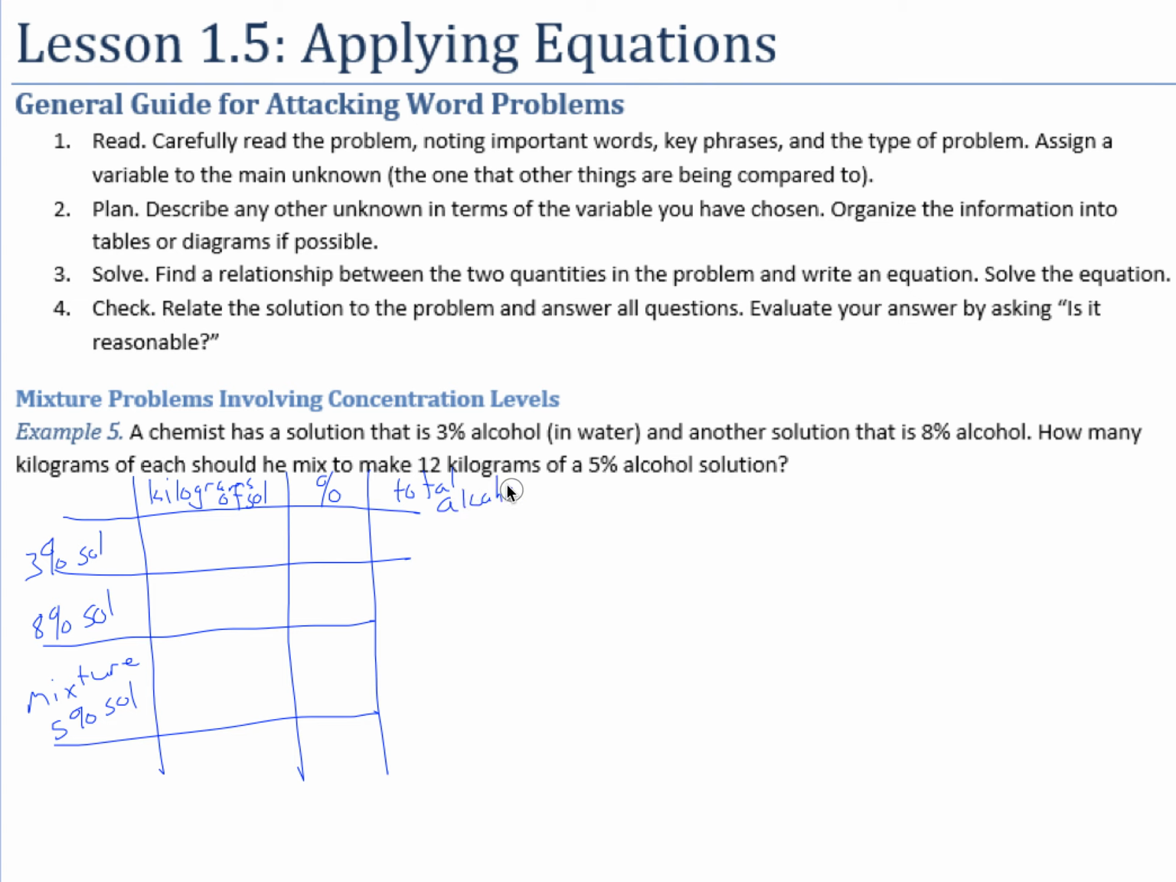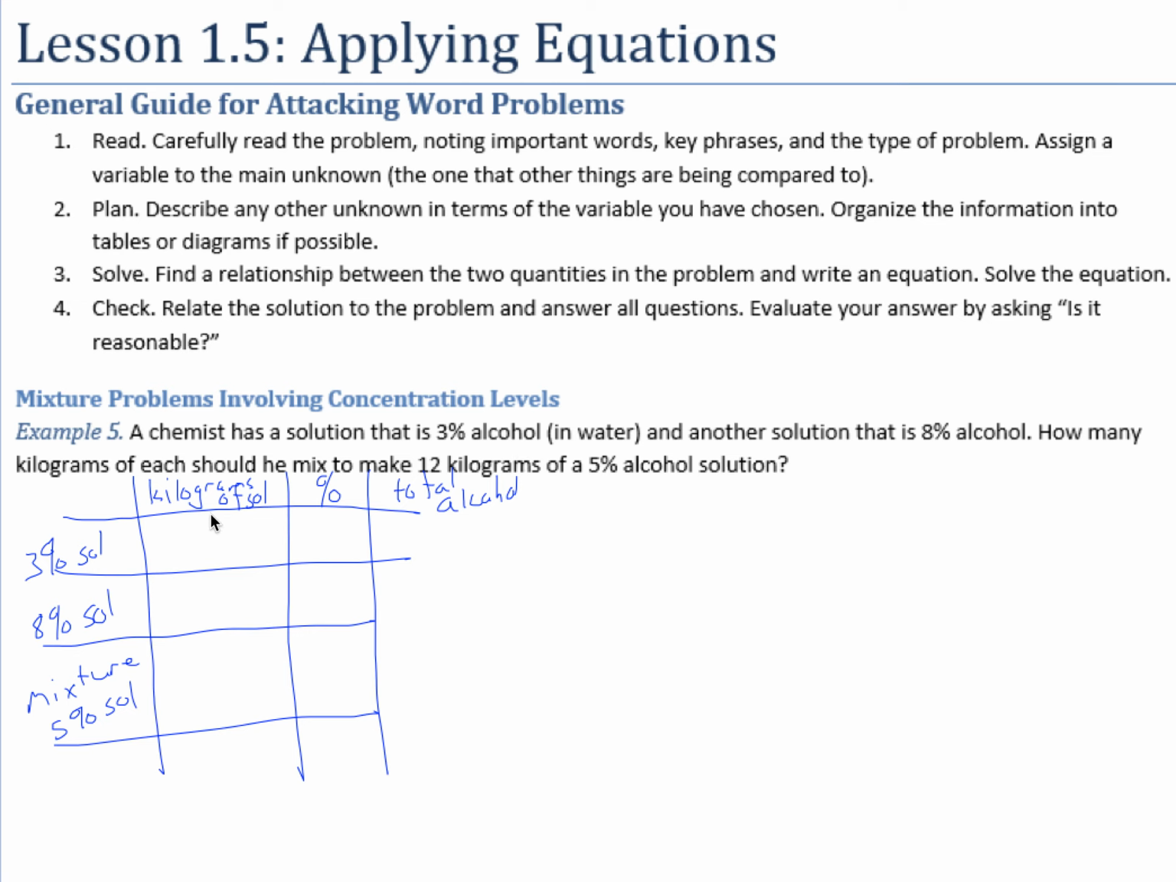So hopefully you see the difference here. This is your kilograms of the total solution. This is what percent is alcohol, and this is actually your total alcohol. So we'll have less alcohol than total solution. So thinking through this, we have a few unknowns. How many kilograms of each should be mixed to make the 12 kilograms? So how many of each?